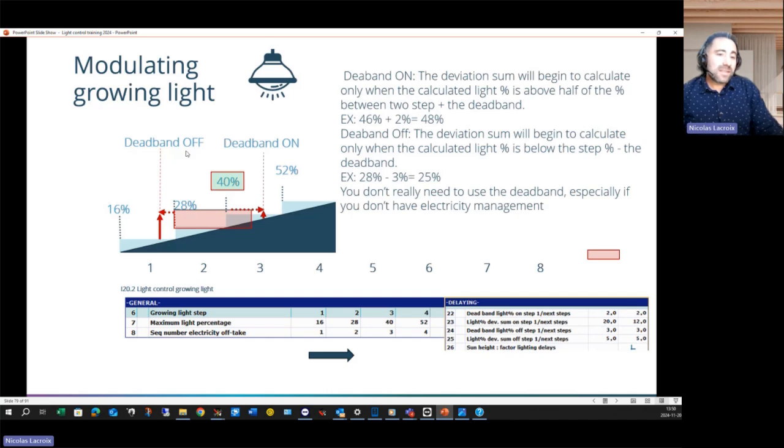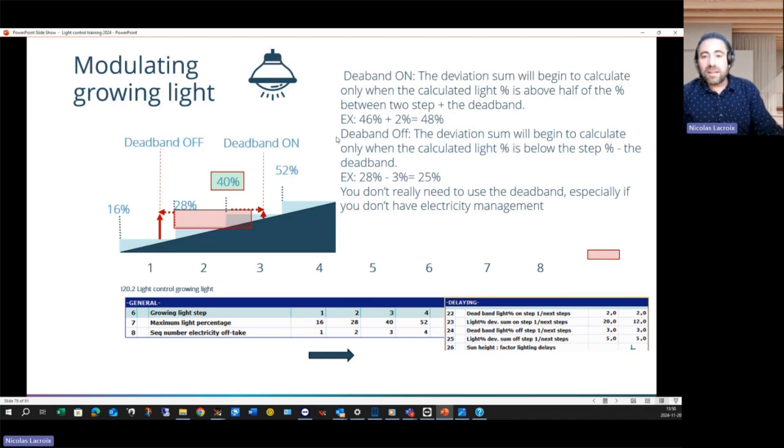You can also set some deadband on and off. With the deadband on, the deviation sum will begin to calculate only when the calculated percentage is above half of the percentage between two steps plus the deadband. So here, if I'm supposed to start my deviation sum at 46, and I have a deadband of 2%, then it will only begin to calculate at 48%.